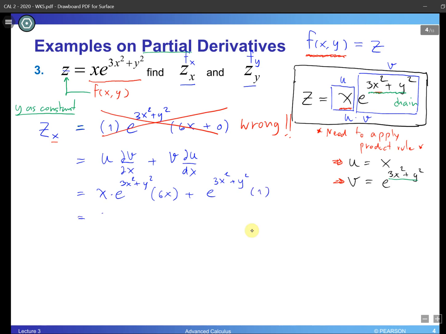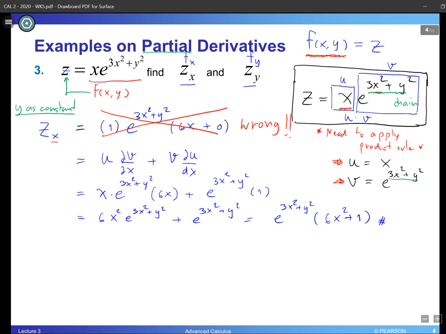Now you can complete all these terms to make it look a little bit nicer. So you have this 6x squared, e to the power of 3x squared plus y squared, plus e to the power of 3x squared plus y squared. You can take the common term and make it look like this, e to the power of 3x squared plus y squared, with the parenthesis of 6x squared plus 1. Either one is fine. And here is how you perform the calculation correctly for zx. Do not forget about this product rule.